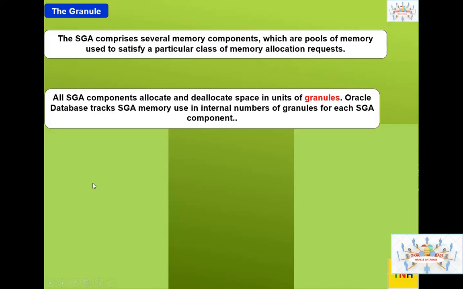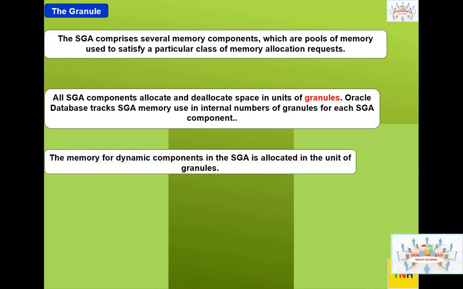Okay, it's true for PGA as well, but let's talk about that one later. The memory for dynamic components in the SGA is allocated in units of granules. Dynamic means, as I mentioned, automatic memory management. So those are definitely allocated in terms of granules. So the concept of granule is very important.